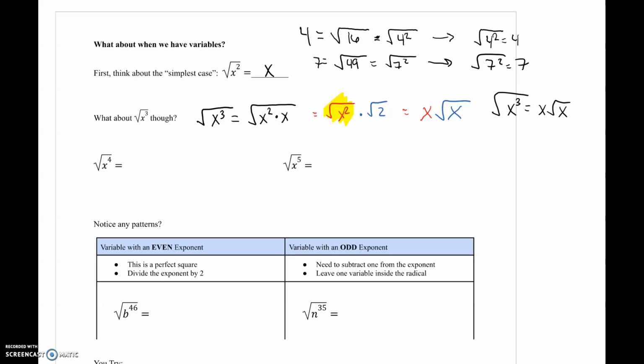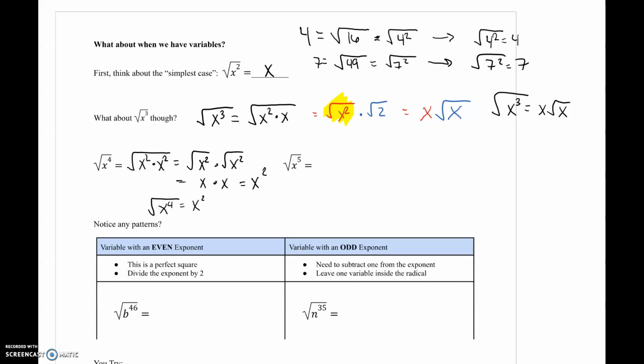Now when we look at x to the fourth, we can think about x to the fourth as x squared times x squared, which is the square root of x squared times the square root of x squared, and the square root of each of these is x. So what's x times x? Exponent rule says x squared. So the square root of x to the fourth is x squared.